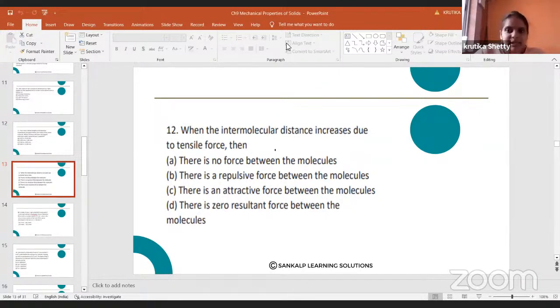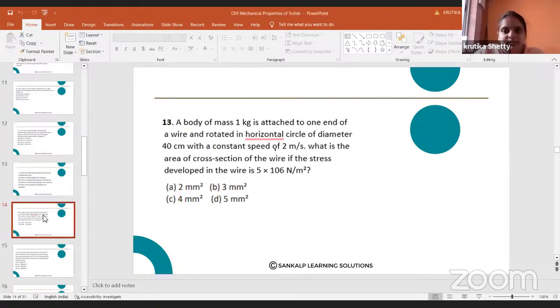Okay, yes. If you are saying there is an attraction force between the molecules, then the intermolecular force will be increasing. But the intermolecular distance is increasing, which means there is a repulsive force. So as the intermolecular distance is increasing, the molecules are experiencing the repulsive force. Yes. So this is actually the first question repeated. So here you can solve this.